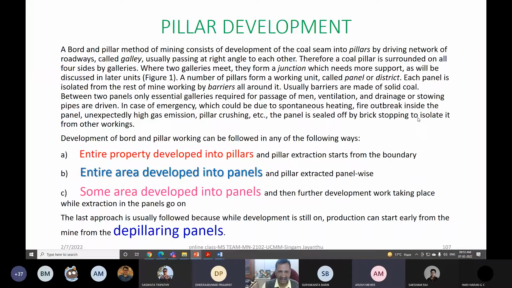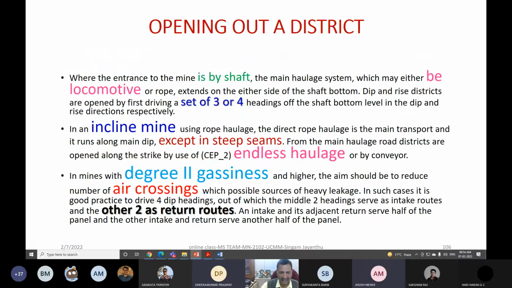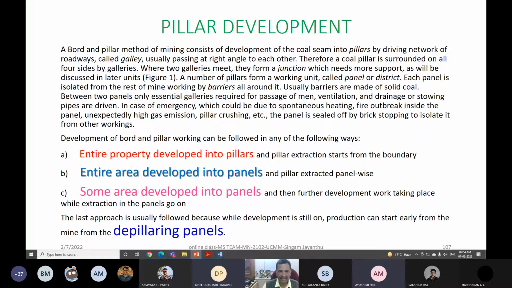Sir, my name is Ayush. I have a doubt, sir. Yeah, please. We know that every circular structure is very stable. Then why do we not make circular structures in bord and pillar method, sir? With a circular structure with a minimum amount of pillar left, we can make maximum extraction. Why not use circular structure instead of rectangular structure, sir?